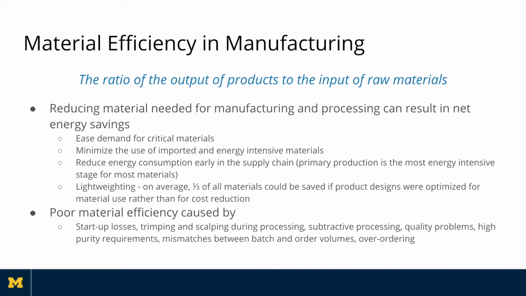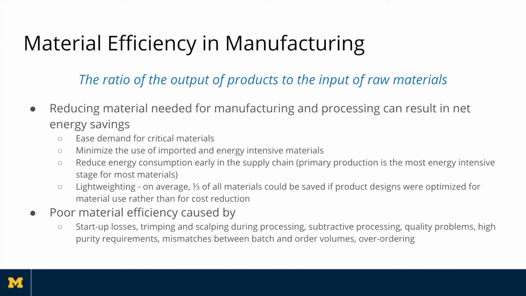Also, by using less material, it can ease the demand for critical materials and minimize the use of imported and energy intensive materials. There is a large, untapped potential to reduce energy consumption early in the supply chain. And lastly, material efficiency can also correspond to the lightweighting of products, which can, on average, save 1/3 of all materials if people would optimize designs for materials and not money.